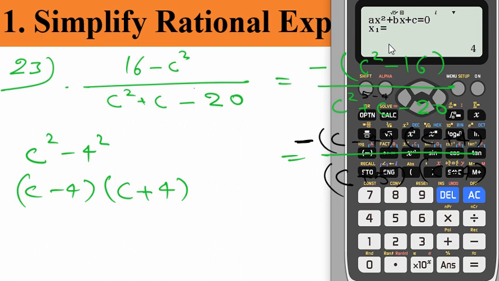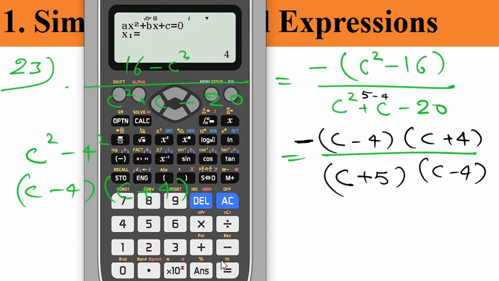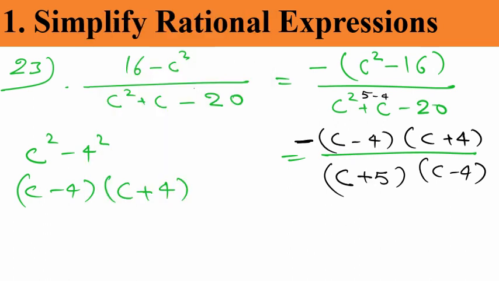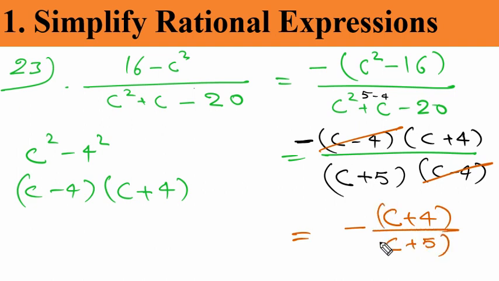You get plus 4, so that will be changed to minus 4. That's what I did. Yes. And negative 5, that we will change to plus 5. Good. Now cancel terms. We will cancel this, and we will get negative c plus 4 over c plus 5.